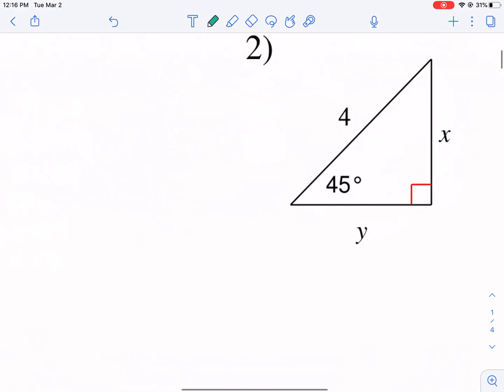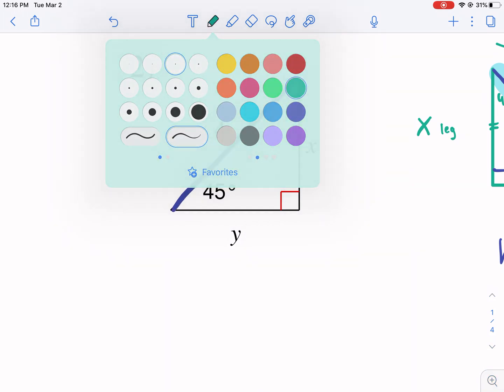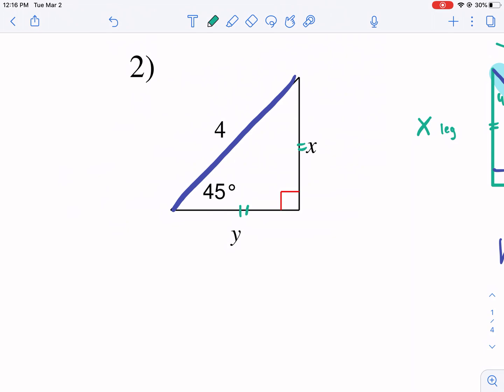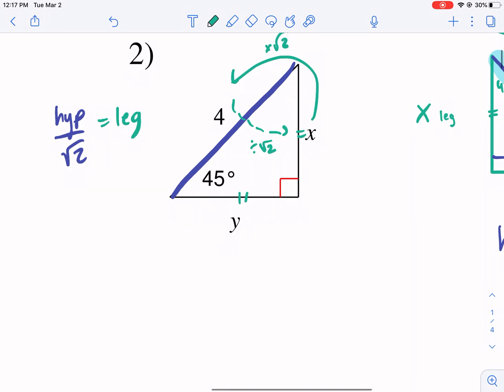Okay, let's do another one with 45, 45, 90. We have our hypotenuse this time, and we're asked to find the 2 legs. They're the same, so whatever x is, it's also going to be equal to y. We already know that the hypotenuse divided by radical 2 is going to be equal to the leg. Okay, remember, if we multiply by radical 2, to go in reverse, we divide by radical 2. The leg times radical 2 equals the hypotenuse. The hypotenuse divided by radical 2 equals the leg. So we do 4 divided by radical 2 is equal to leg.